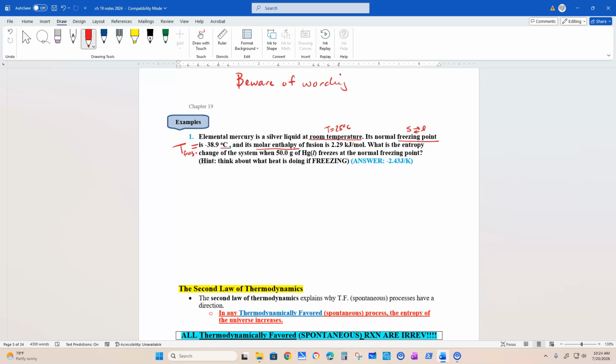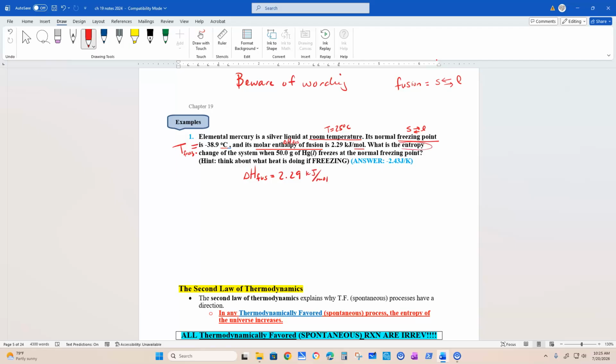It's molar enthalpy of fusion. So this right here is called delta H, and sometimes you may see the little subscript fuse, fusion. And no, I don't mean nuclear fission versus fusion. Fusion is a process, a phase change, solid to liquid, liquid to solid. That's all it is. It says the word molar because notice right here it says kilojoules per mole. So it tells me that my delta H of fusion is 2.29 kilojoules per mole.